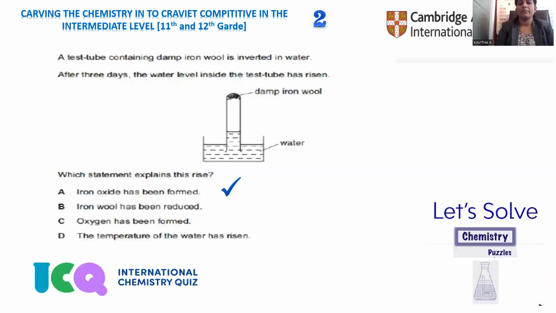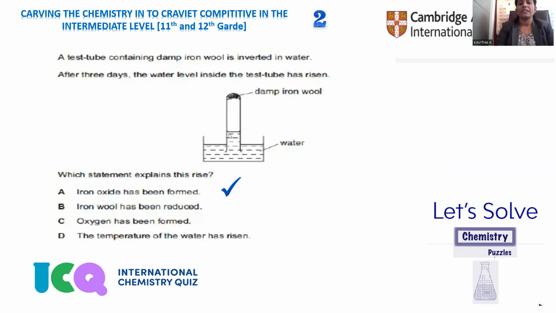Move on to question number 2. It is given from Cambridge University. A test tube containing a damp iron wool is inverted in water. Here, a beaker of water will be taken and a test tube containing iron wool can be immersed invertedly into the water like this. Fine. After 3 days, the water level inside the test tube has risen. If we observe the water level has risen, what could be the reason behind this?